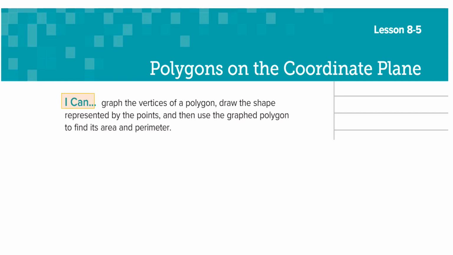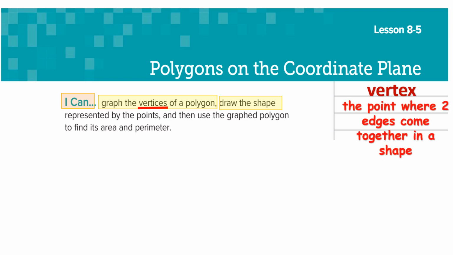The goal of this lesson is to be able to graph the vertices of a polygon and draw the shape. Now, we have to know what that means, right? So, vertices. This was taught, I know, in fifth grade, maybe in fourth grade, but just to review it, a vertex, which is singular for vertices, is where two lines or two edges come together and make a point on a shape. I'm going to jump ahead a little bit to try to give you a visual of what that means.